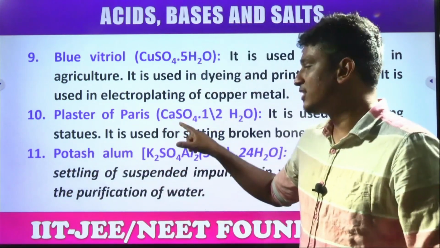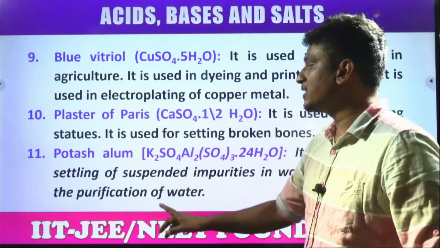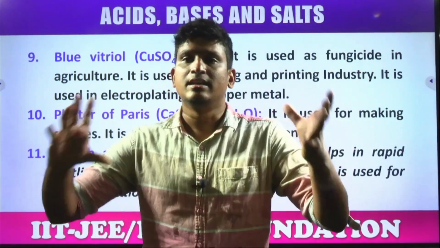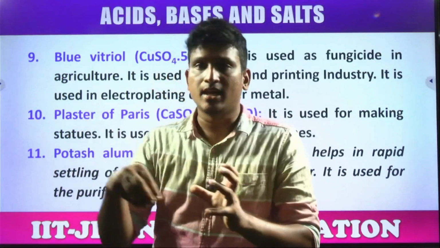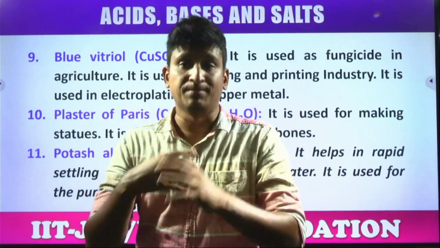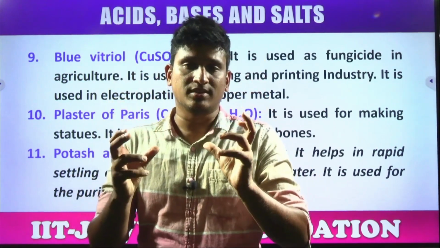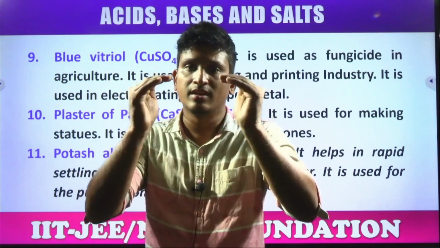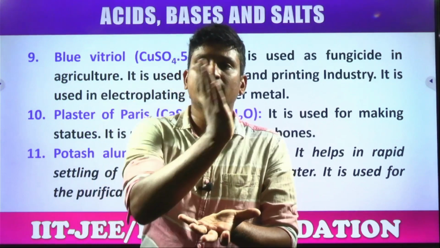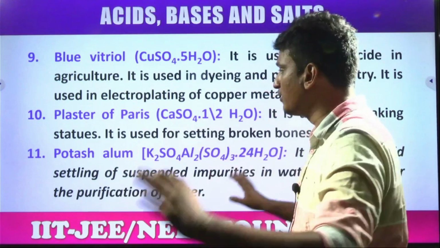Potash alum, which is potassium sulfate, aluminum sulfate, and .24H2O. It helps in the rapid settling of suspended impurities in water. It is used for the purification of water, like dirty water. When you add this alum, these dirt particles stick to this alum and become a precipitate. That means it's an insoluble solid. If it is an insoluble solid, what happens, students? Undergoes sedimentation. All the particles will settle down. That clears the dirt particles in the water, and by careful decantation, you can remove the fresh water. So potash alum is mainly used for water purification techniques.